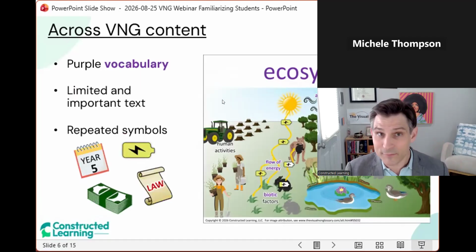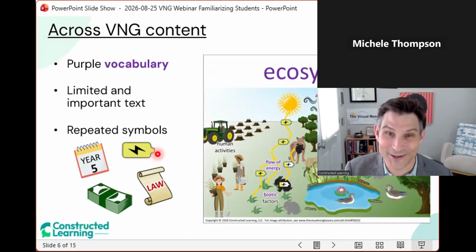So another thing that visuals have, kind of a repeated motif that we see in a lot of the visuals, are symbols. So we see a lot of this symbol in our science visuals to represent energy, because energy comes out a lot.